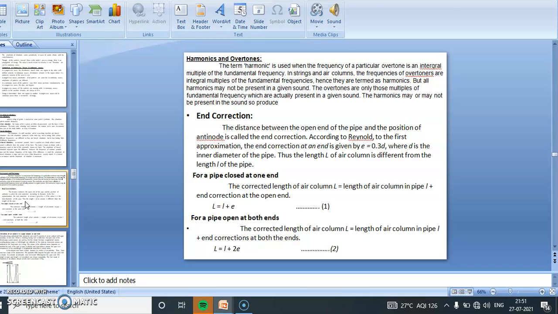Okay, then second, for a pipe open at both ends. Same here, the corrected length of air column, capital L, is equal to the length of air column in the pipe, small l, plus end correction at the open ends. That is, capital L is equal to small l plus twice E, because the two ends are open. Because end correction is the distance between the antinode and the open end.